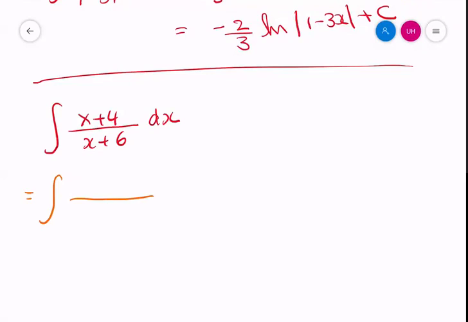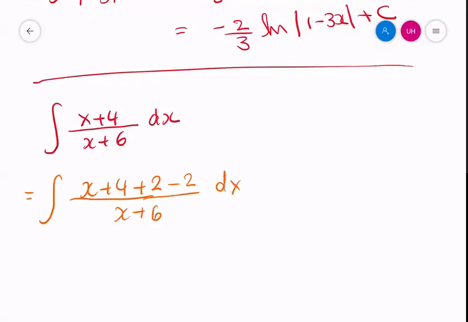So this is going to be x plus 4 plus 2, but I can't just add 2. Then I have to subtract that 2 as well. So it's just a way to trick the question. Okay, so I add 2 and I subtract 2 over x plus 6. So now I got, and that's the x.